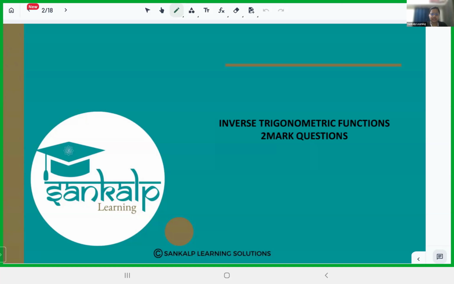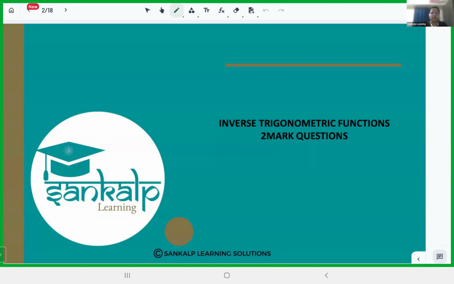In this session, we'll be dealing with the 2-mark questions of the chapter Inverse Trigonometric Functions. We have already discussed the 1-mark questions and we'll be moving on to the 2-mark questions today because we have already discussed the important points that are needed to solve the problems in the previous session.